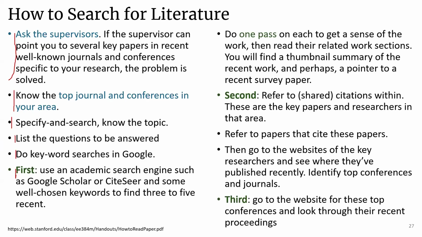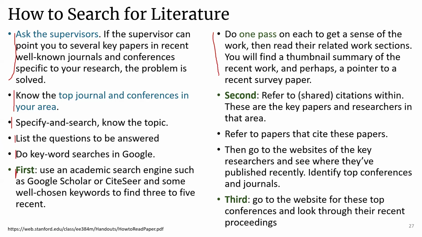First, we usually use an academic search engine such as Google Scholar or CiteSeer. I don't know if it exists anymore. And some well-known chosen keywords to find 3 or 5 recent papers. Do one pass on each to get a sense of the work. Then read their related work sections. You find a thumbnail or summary of recent work and perhaps a pointer to a recent paper.